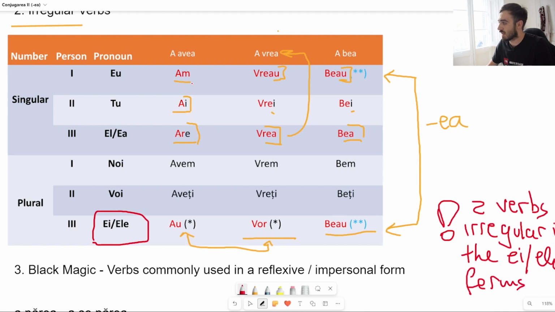What does that mean? Basically, every other verb in ei ele will have, as you see here, either a form of eu or of elia. But the controls, that doesn't work ideally in Microsoft Whiteboard. Anyways, so the ei ele form in avrea and avea, completely different. Au and vor.